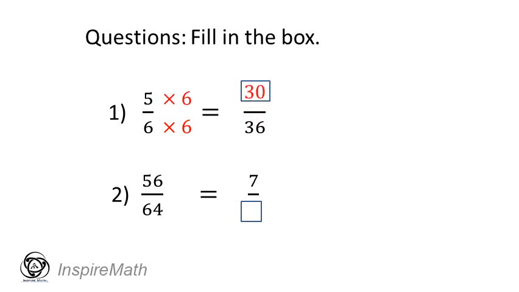For question number 2, if you compare the numerator 56 and 7, we know that 56 divided by 8 is 7, so we have to divide the denominator also by 8, which gives us the answer 8.